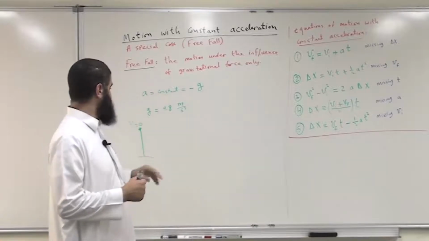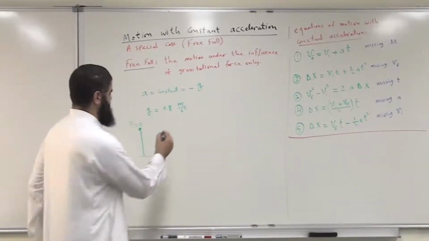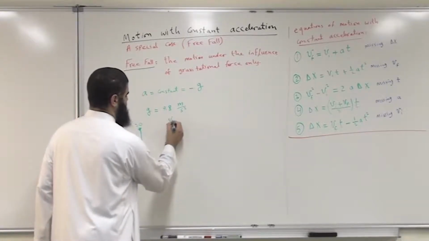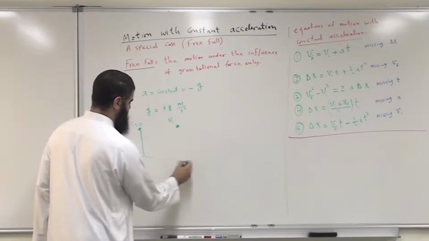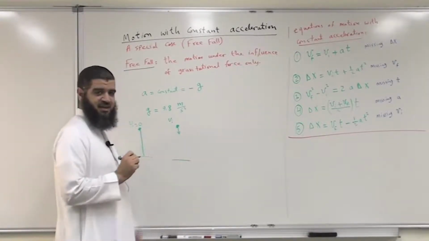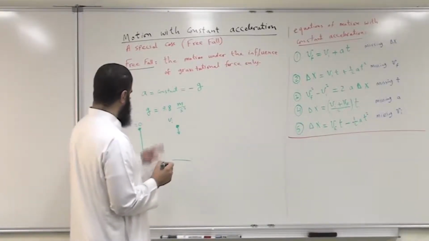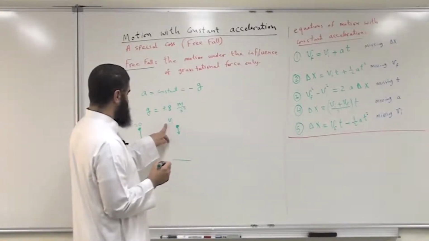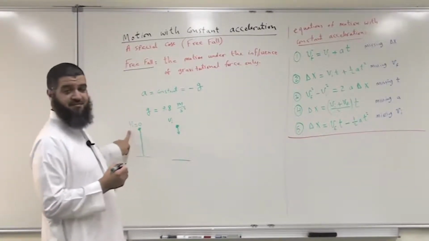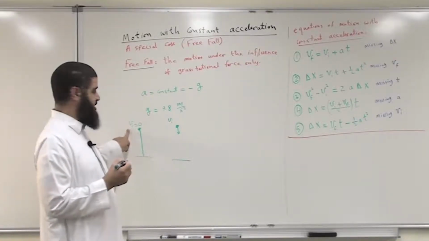But what is the difference between the second case and the first case? You might notice that the only difference is that v initial is different. So I give it some v initial, and this v initial is downward. We say that it has some initial velocity, but in the first example, it was released from rest, so v initial was equal to 0.